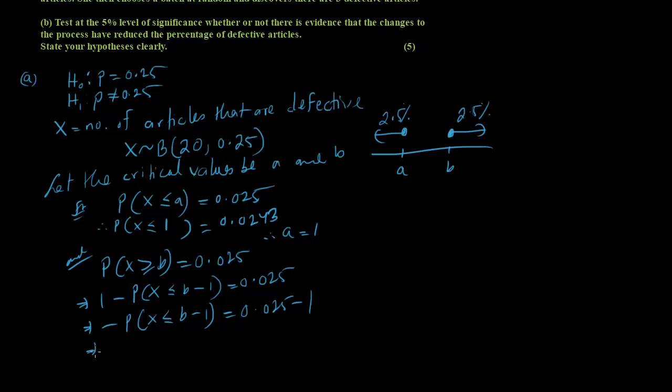And that would be minus the probability of X is less than or equal to b minus 1. 1 minus 0.025 is minus 0.975. If we cancel the negative sign, it would be the probability of X is less than or equal to b minus 1 equals 0.975. Let's go back to the table.